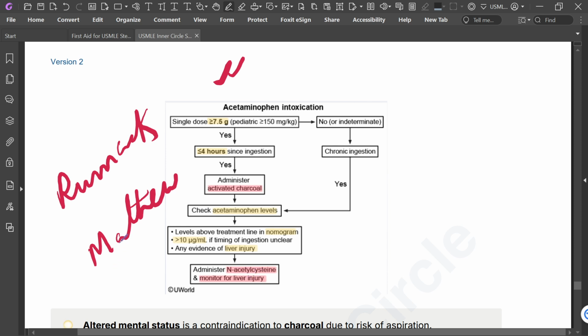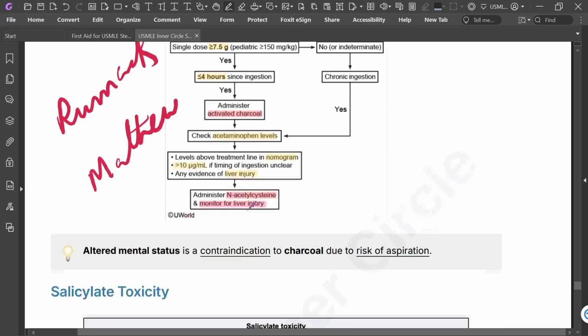This Rumack-Matthew nomogram correlates the serum acetaminophen level, obtained at least 4 hours after ingestion, with the time of ingestion, and is used to determine the risk of hepatotoxicity after a single overdose. Prompt treatment with the antidote N-acetylcysteine is the most important prevention for liver injury.